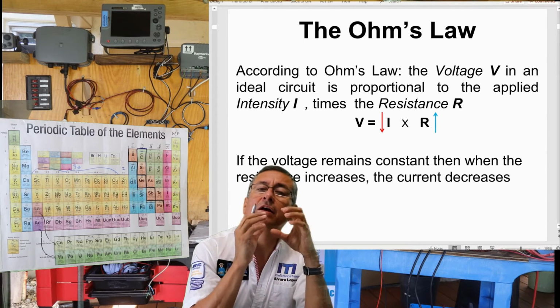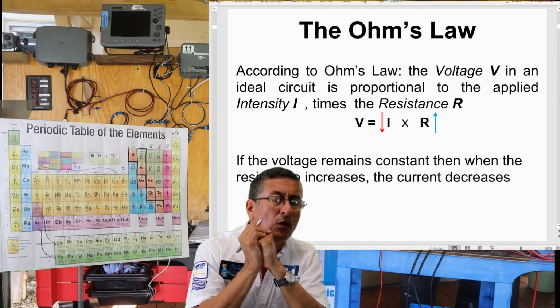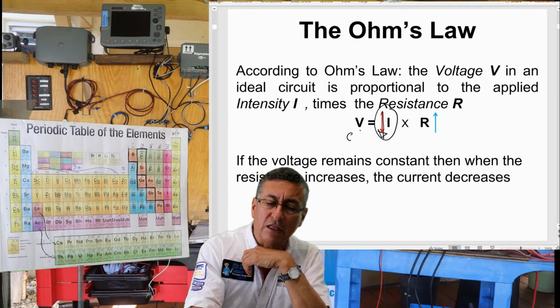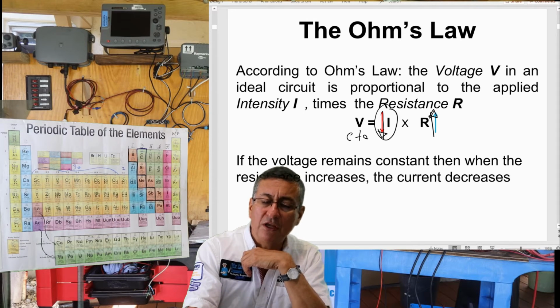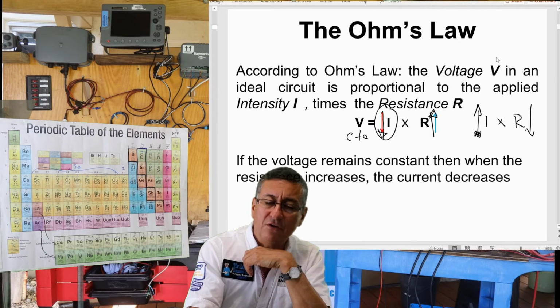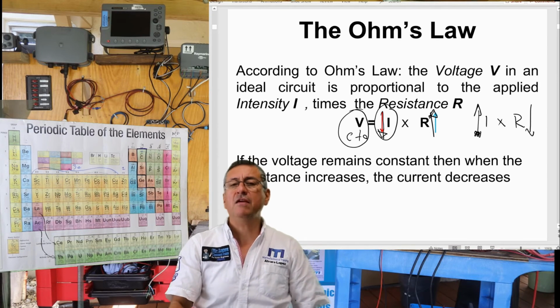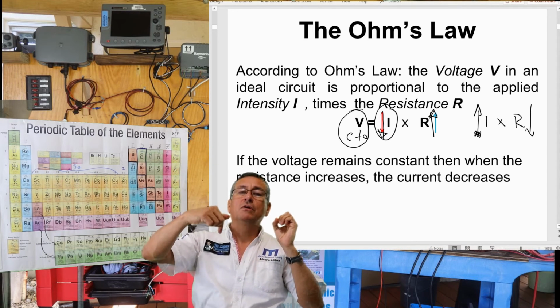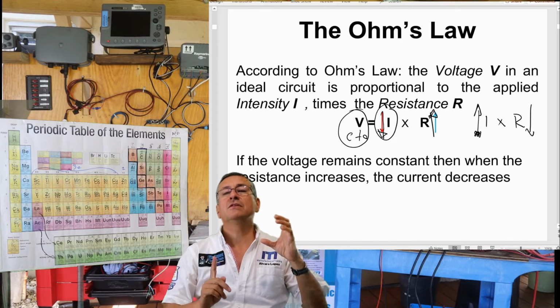What happens if you have constant voltage? What happens if you decrease the intensity? If you go down with the intensity, and the voltage is constant, of course, the resistance increases. In the opposite case, what happens if you increase the intensity? Of course, the resistance goes down. Why? Because the voltage is constant. This is very important. If you produce more resistance, the intensity goes down. If you reduce the resistance, the intensity goes up.